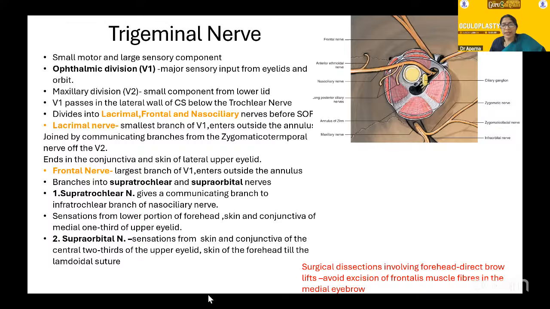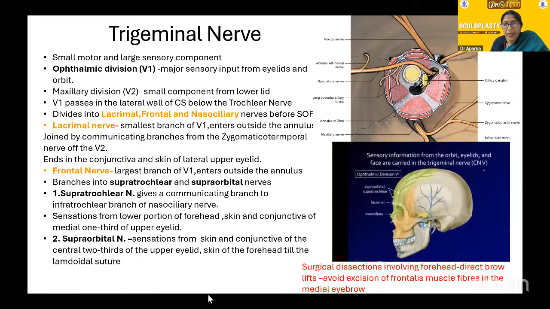The surgical dissections involving the forehead, like direct brow lifts, should avoid excision of the frontalis muscle fibers in the medial eyebrow where these nerves are located. And this picture is giving us the dermatomal distribution of the sensory input of the various branches of the trigeminal nerve.